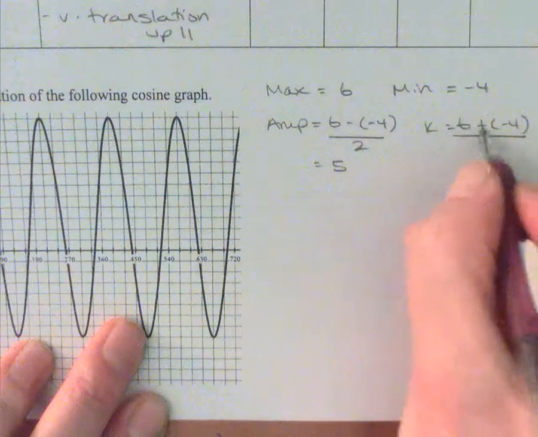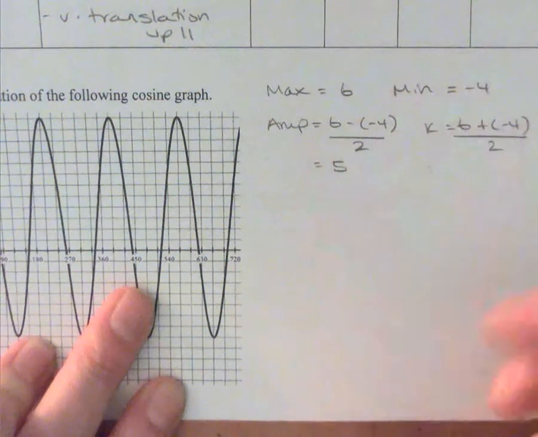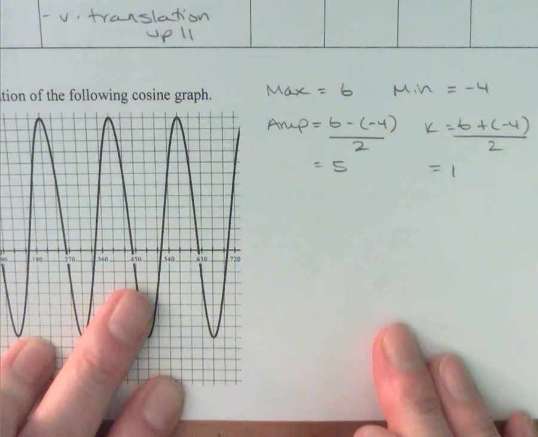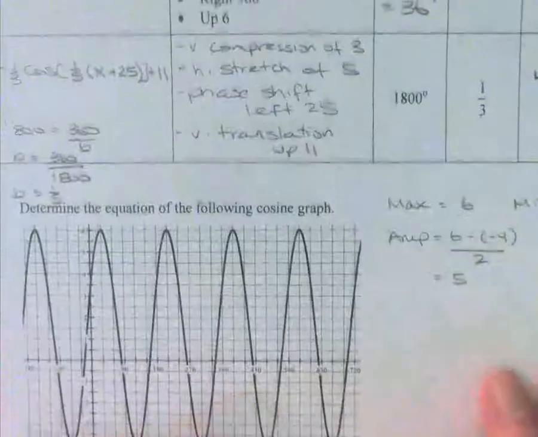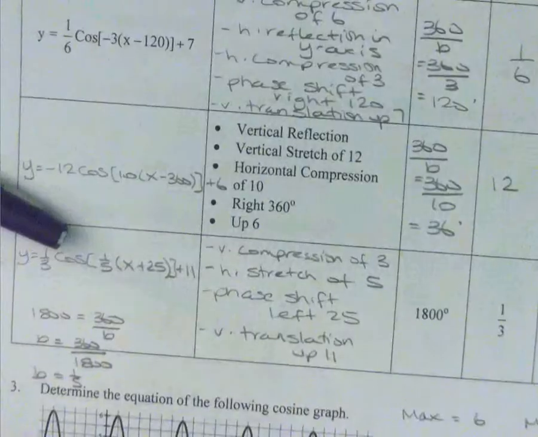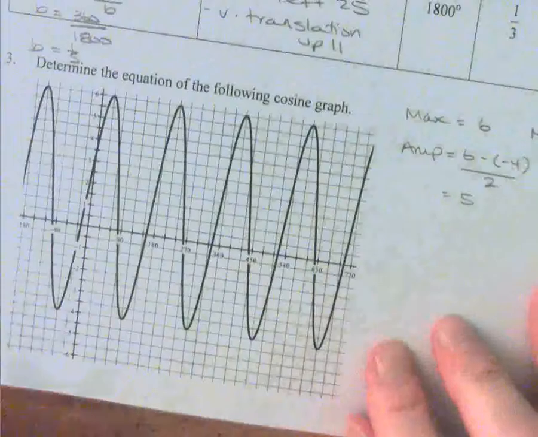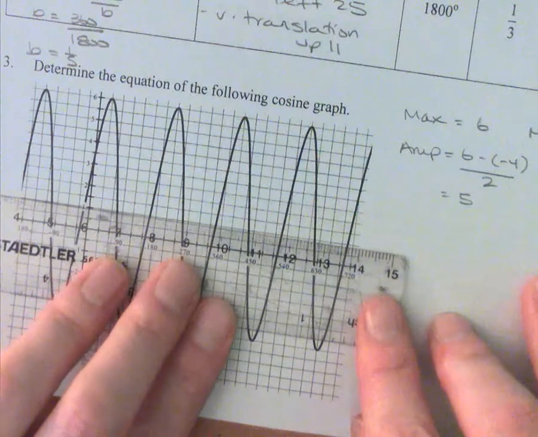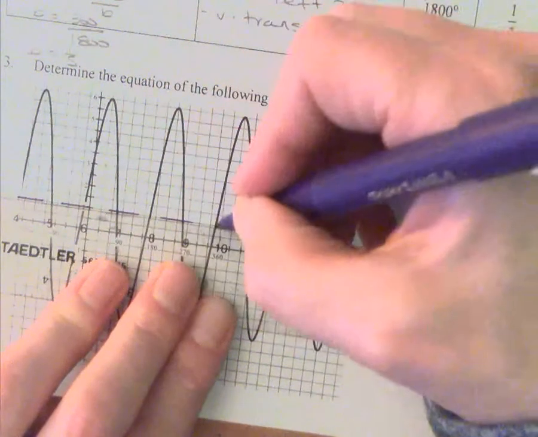That's the max plus the min divided by 2. So my midline in this case is 1. It is a very good idea to always draw in your midline once you find it. So I'm going to go in and draw in my midline. My midline occurs at 1. What it does is it helps you to find the cycles. So I'm going to draw it in. There's my midline.